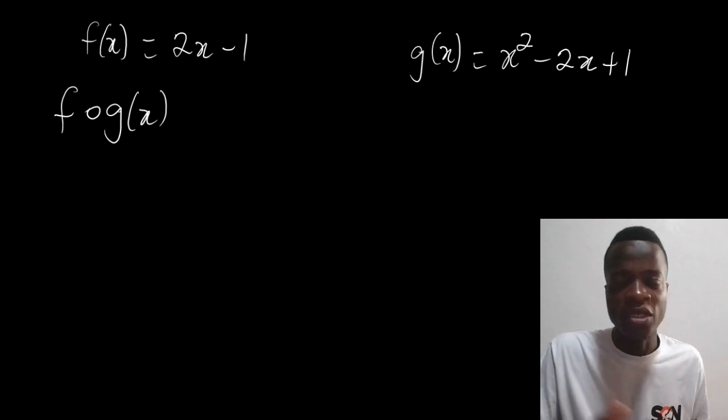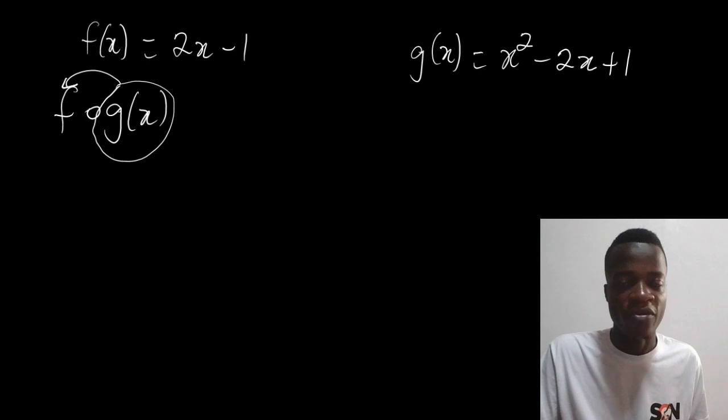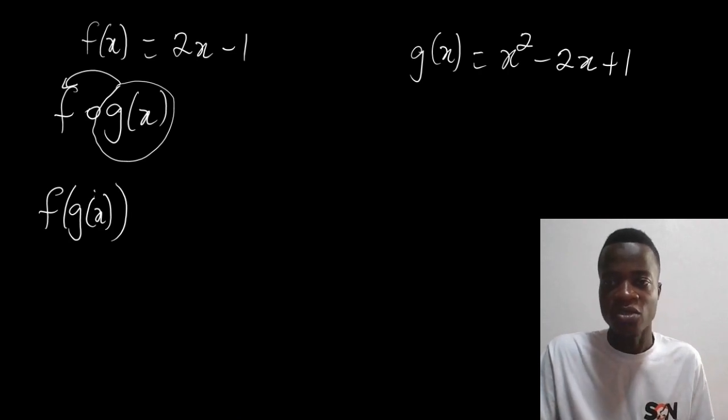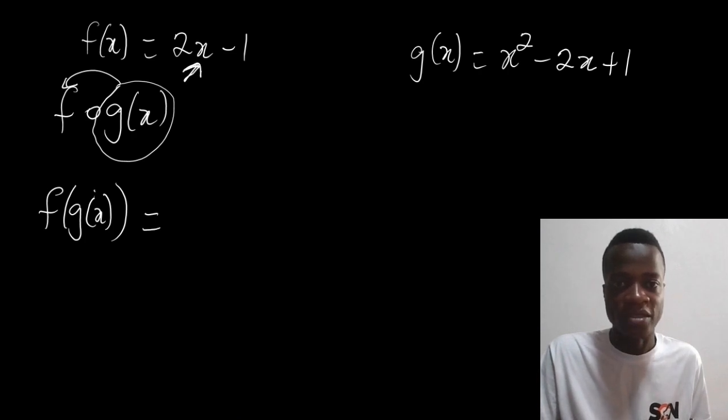This one means that we are going to put g of x inside f of x, right? So you see something like this, f of g of x. Wherever you see the x inside the f, you put the whole of g of x there. So it's going to be 2 times g of x. Why? Because g of x is now the input. It is replacing the x. That's what it basically means.